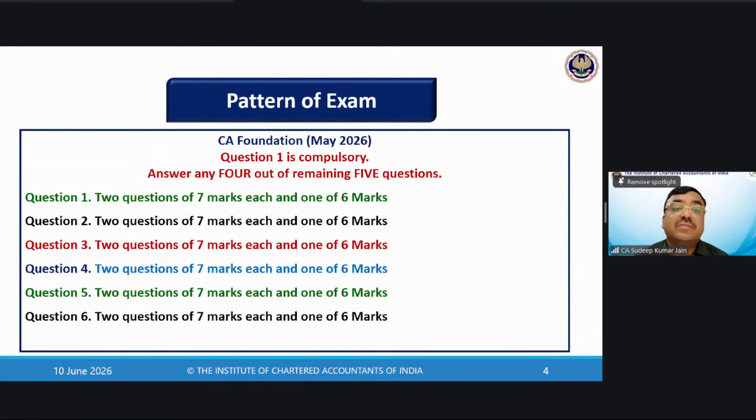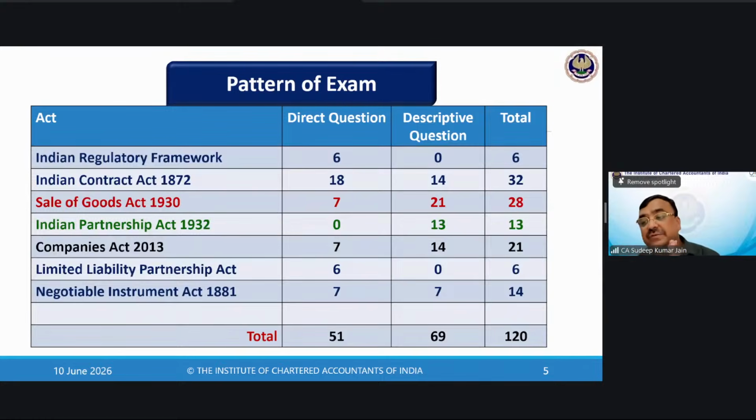Question 1 was compulsory, and any 4 out of the remaining 5 questions, which means you have the choice of 1 question. In question number 1, there are 3 parts. In each question, there are 3 parts: 2 parts of 7 marks each, and 1 part of 6 marks.